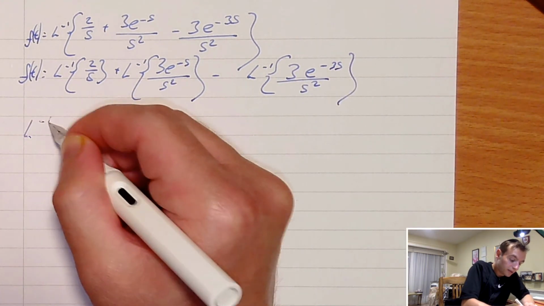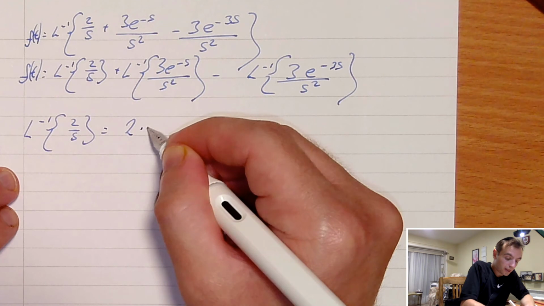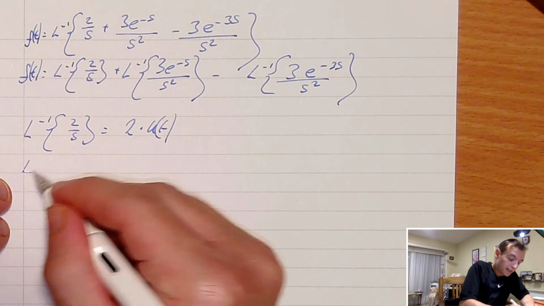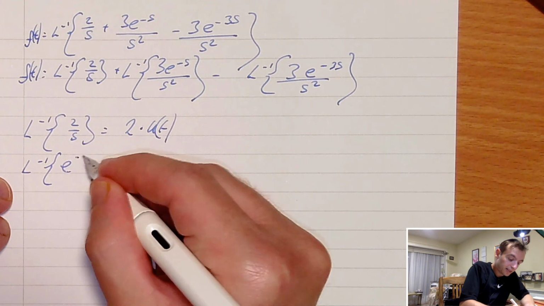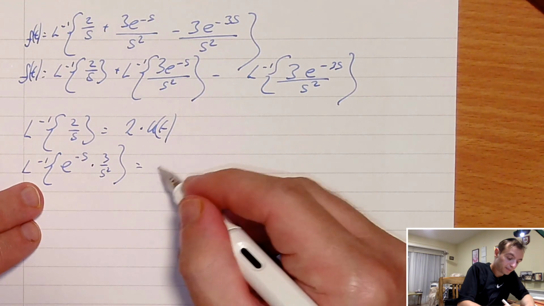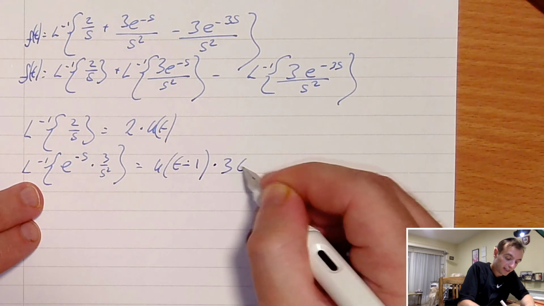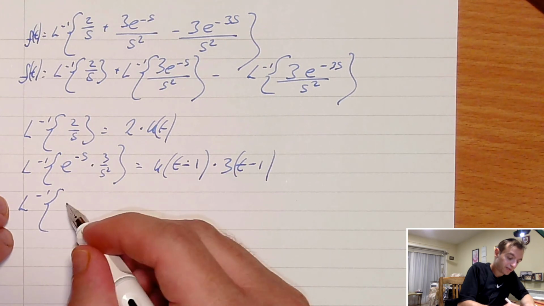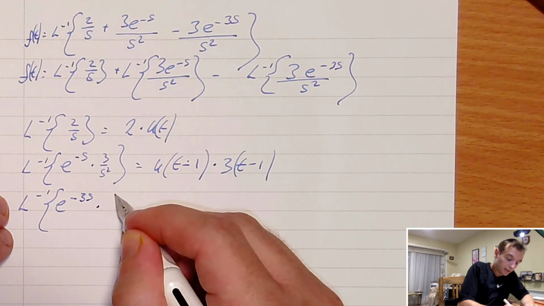So the inverse Laplace transform of 2 on s equals 2 dot u(t). The inverse Laplace transform of e to the minus s dot 3 on s squared is going to be e to the minus s dot 3 on s squared, and that's going to be equal to u(t minus 1) dot the function 3(t minus 1). And then we've got the inverse Laplace transform of e to the minus 3s dot 3 on s squared.